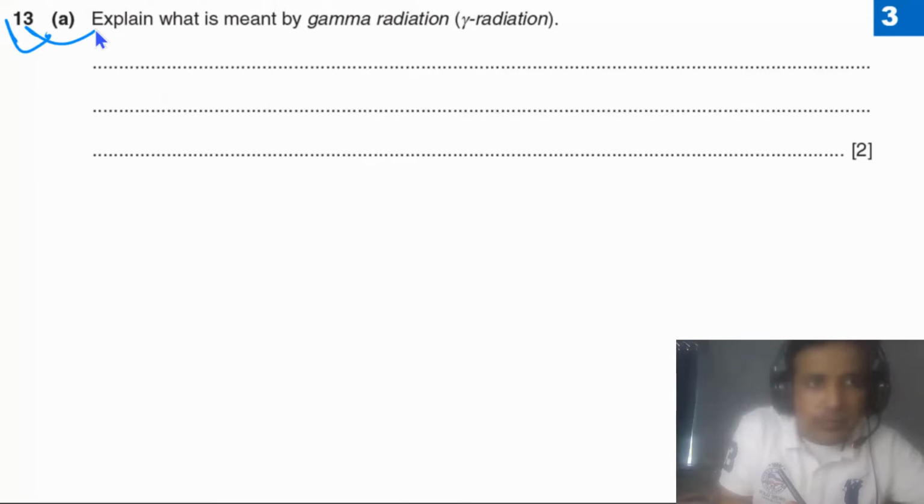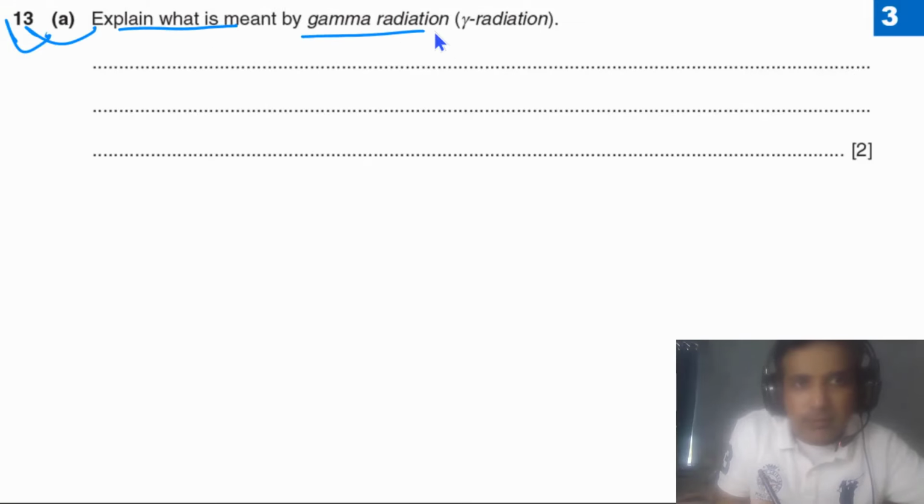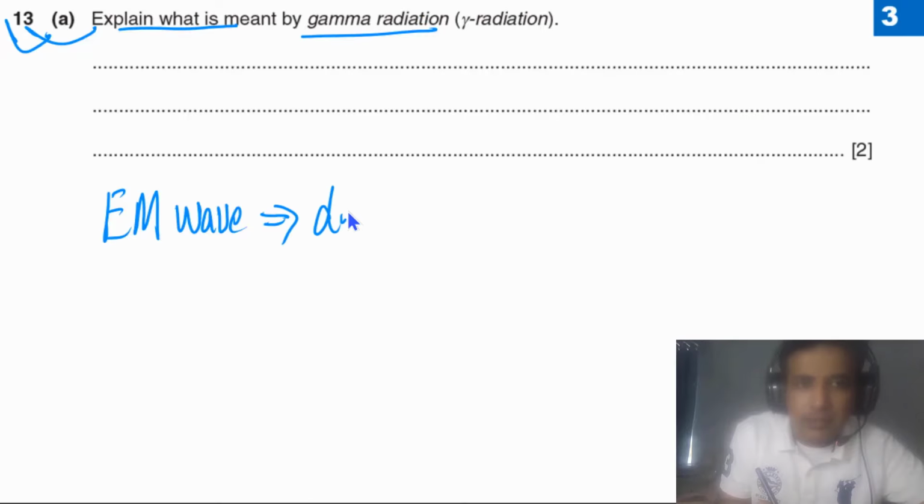Question 13 part A says: explain what is meant by gamma radiation. Gamma radiation is simply an electromagnetic wave emitted by decaying nuclei.